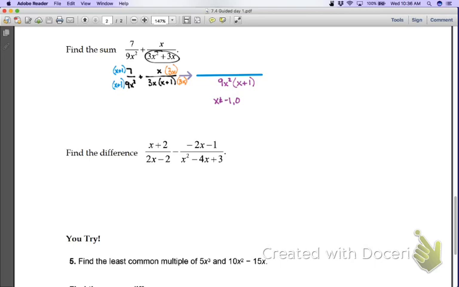The top side, not that it's that difficult, but it definitely is where you're going to do a little more of your work. What's 7 times x plus 1? 7x plus 7. What is x times 3x? Plus 3x squared.